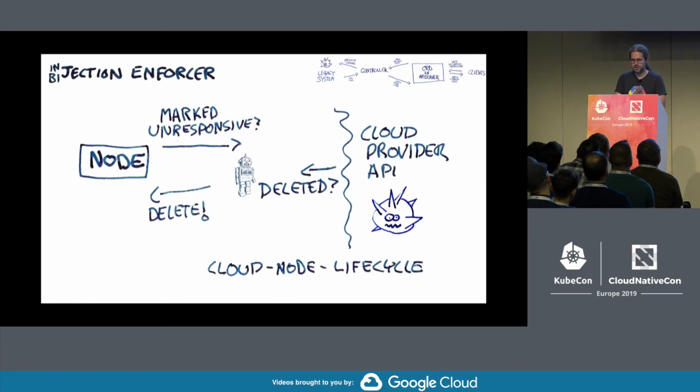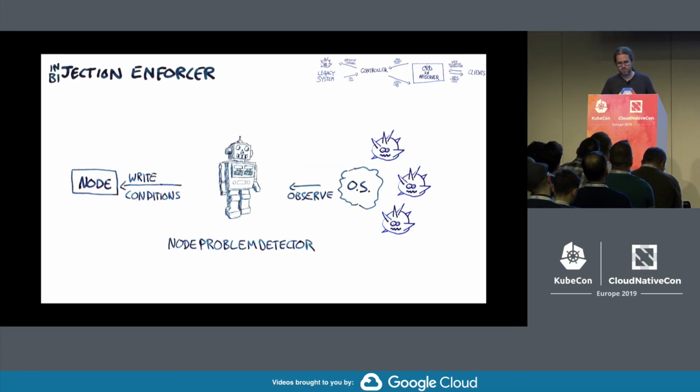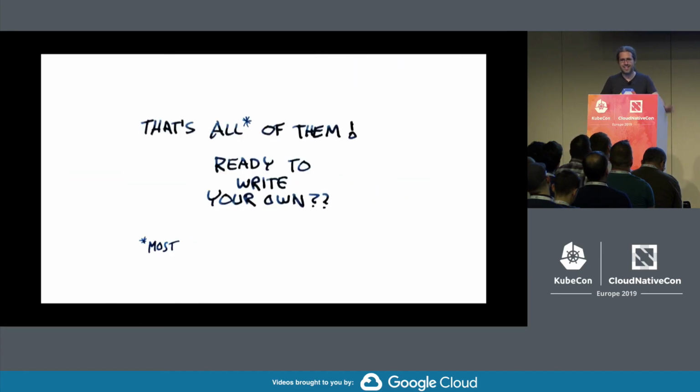Then the cloud node lifecycle controller. If your node goes unhealthy, it checks to see whether the cloud provider still thinks that this node should exist. And if not, maybe I'll just delete it. And the node problem detector also falls into this category, where it's observing the operating system on the node and writing corresponding conditions to the node object. Okay, that's all of it, most of them. Do you feel ready to write your own controller?